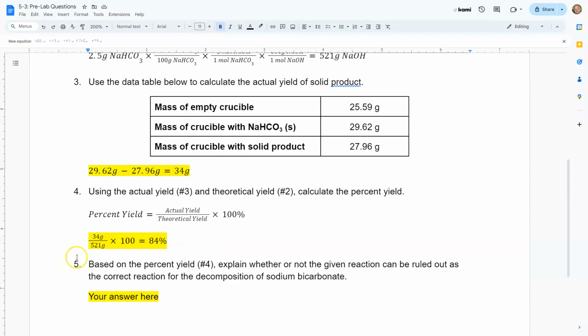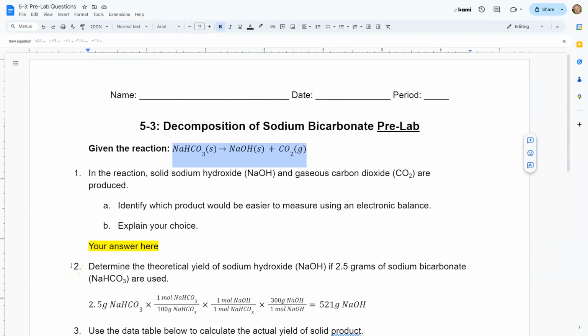incorrect. Okay? So remember, all of your equations need to be typed on the pre-lab. Make sure you are explaining your responses. Good luck.